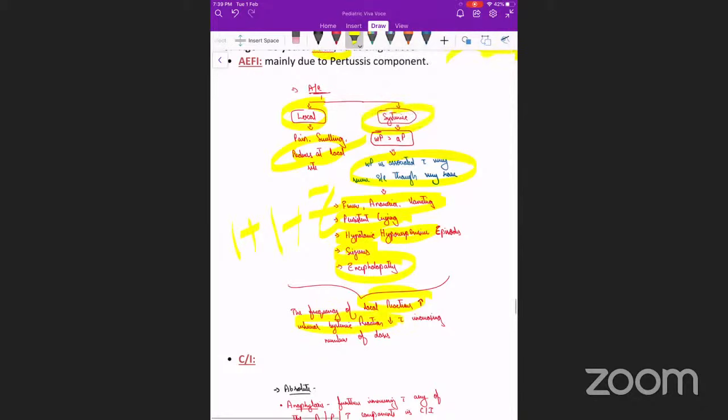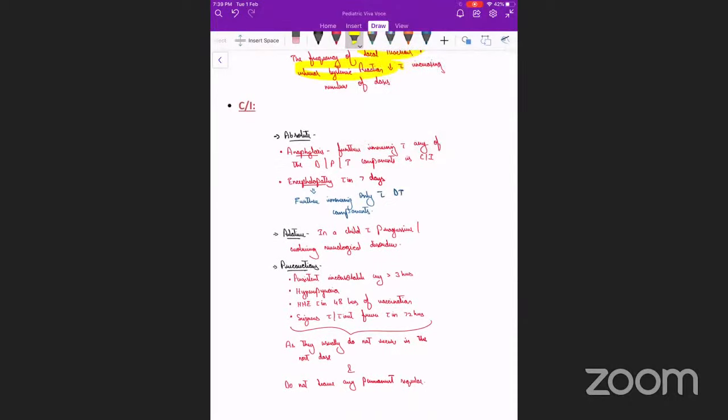Now, coming to the contraindications. There are absolute contraindications, relative contraindications, and precautions.